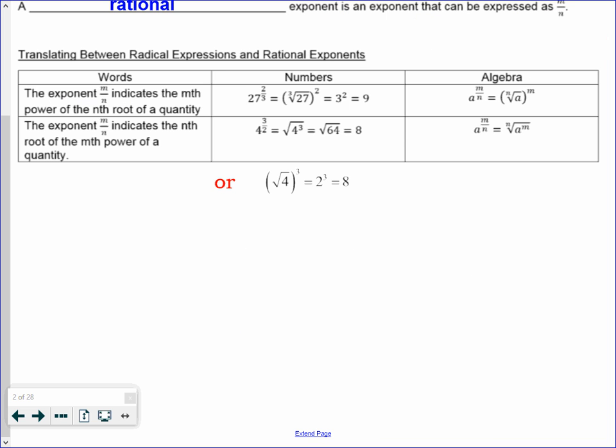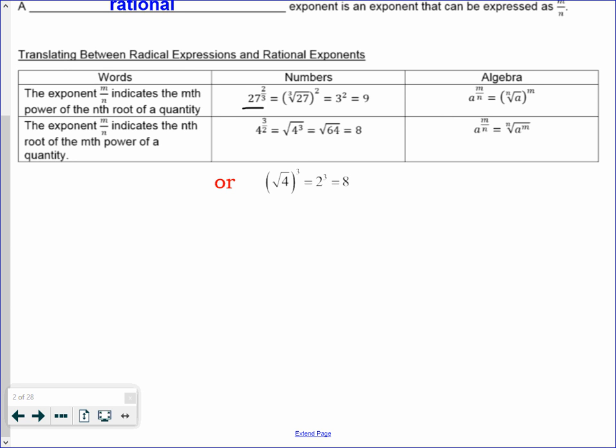So let's go down below here where we have this table. On this table, it's going to tell us how we translate between a radical expression and a rational exponent. So in the first row, we see that the exponent m over n indicates the mth power of the nth root of the quantity. So if we have 27 to the 2 over 3, we can rewrite this as the cube root of 27 all raised to the second power, right?